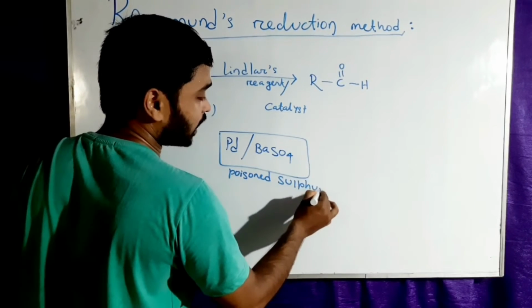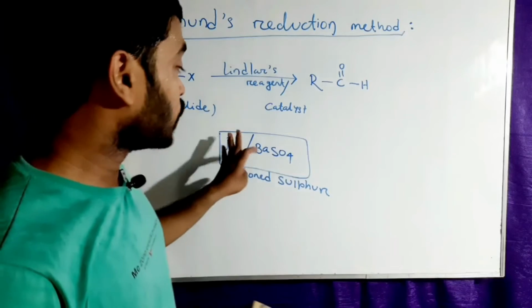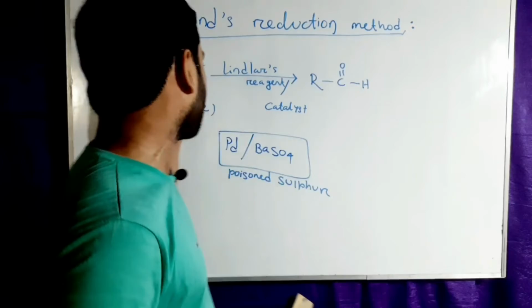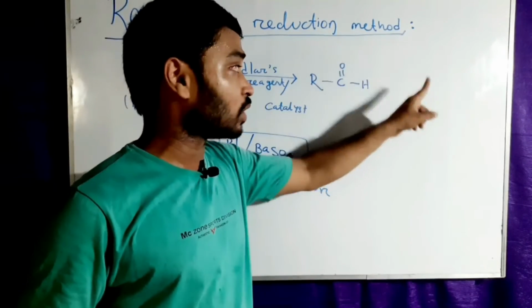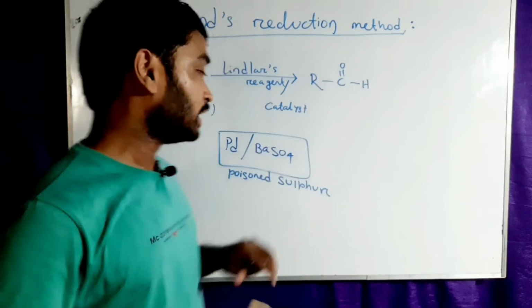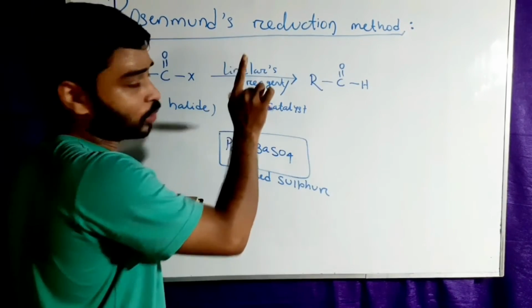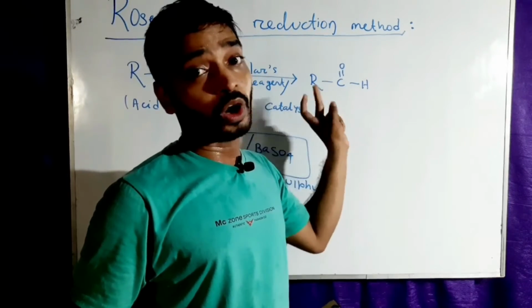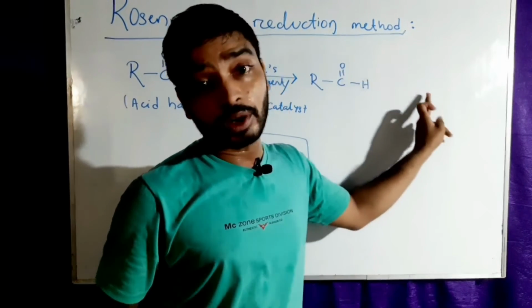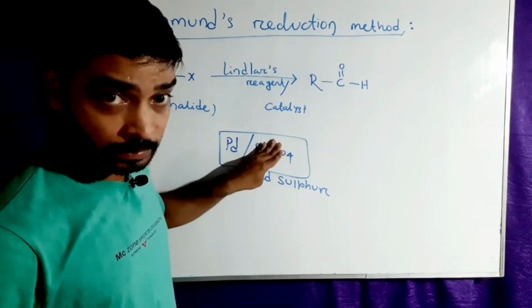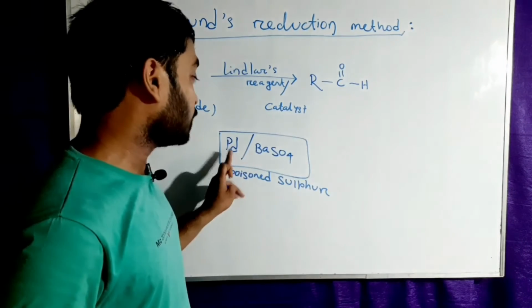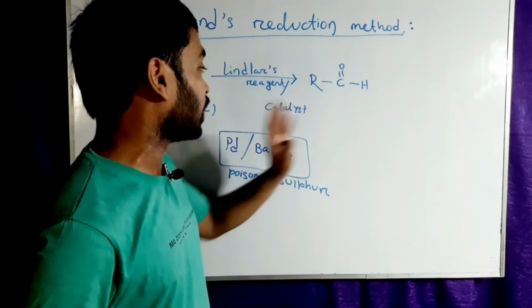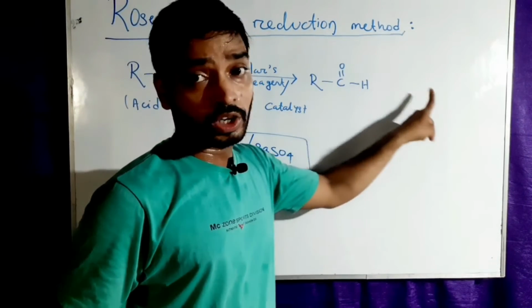Why poison with sulfur? You can use sulfur or quinoline, which controls the conversion of acid halide to aldehyde, but does not allow the aldehyde to get converted into alcohol. If you take only palladium, the acid halide can be converted to aldehyde, but the process will be uncontrolled, and the aldehyde will convert into primary alcohol. But if you take palladium with barium sulfate and sulfur, it will not allow the aldehyde to get converted into alcohol.